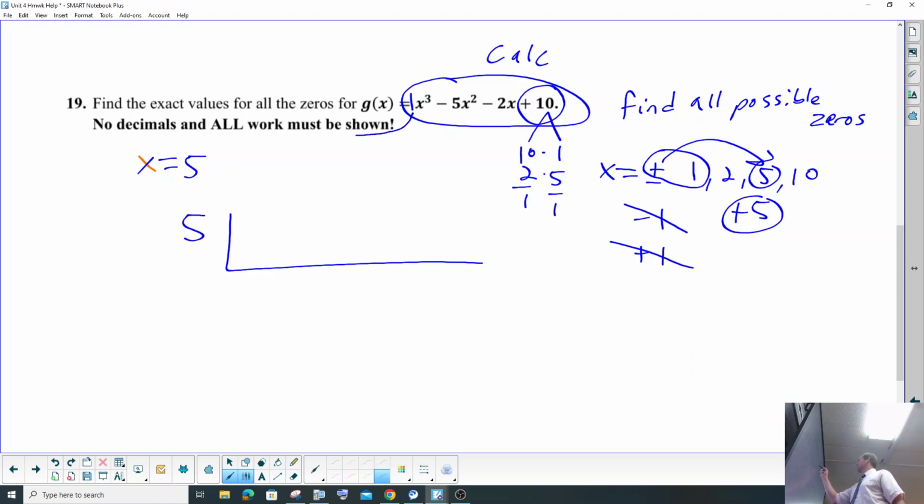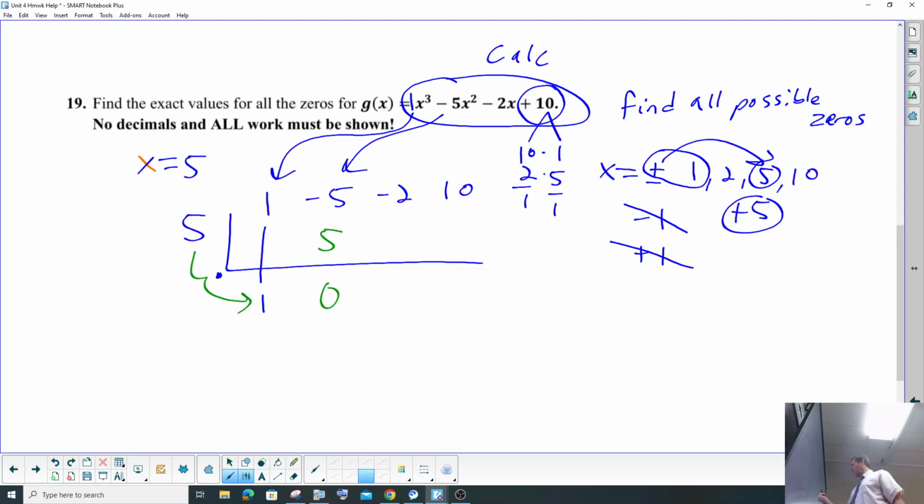So bring down each of those leading coefficients, the 1. Remember how to do synthetic division? We bring down the 1, multiply, combine it, multiply, combine it, multiply, combine it. So 5 times 1 is a 5. 5 with the negative 5 is 0. 5 times 0 is just 0. So the negative 2 plus 0 is just negative 2. And then 5 times negative 2 is negative 10.